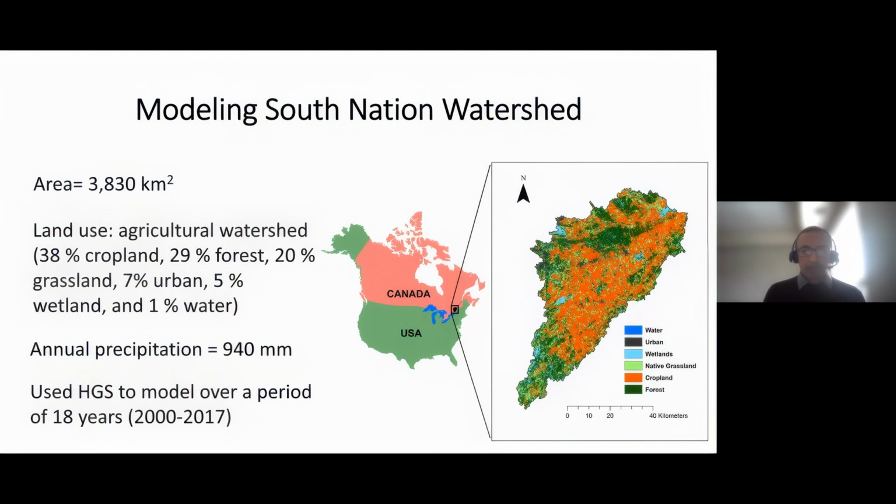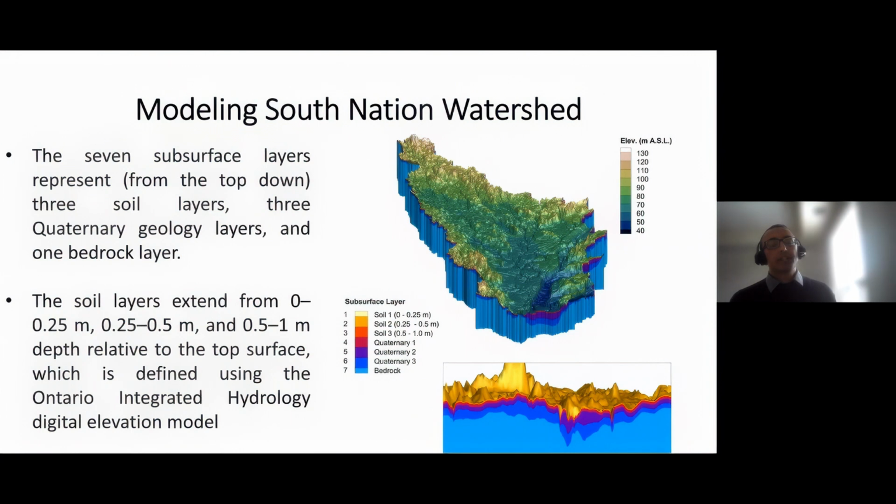Saukville watershed. This watershed contains many land use types, and the precipitation is 940 millimeters. We applied this model from 2000 to 2017, for 18 years. And this model needs a number of data sets. For example, it needs land use data, climate data, geological data, and much more. So here I show the 3D perspective of the watershed, and you can see that this model uses 7 subsurface layers.